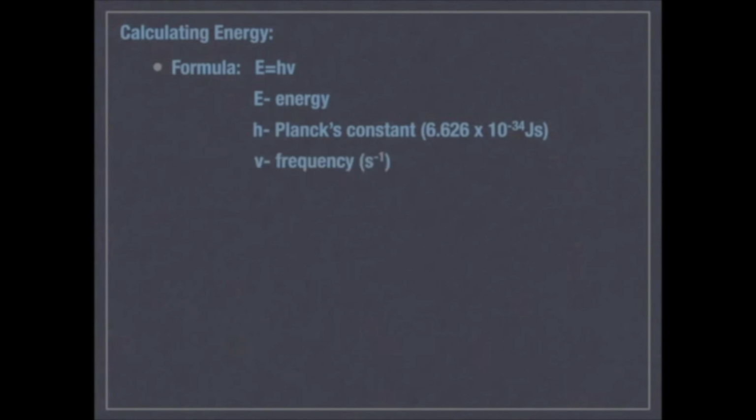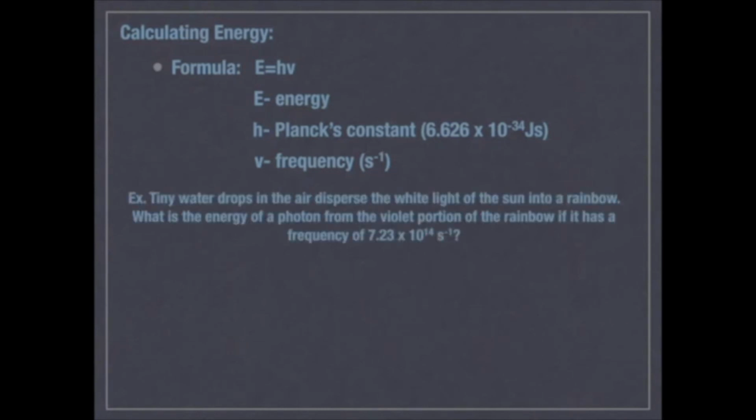And then, of course, your frequency, whose units are seconds to the negative 1. And so that makes sense because if you multiply joules times seconds by seconds to the negative 1, or 1 over seconds, then the seconds cancel out and you're left with the units for energy, which are joules. So let's look at an example.